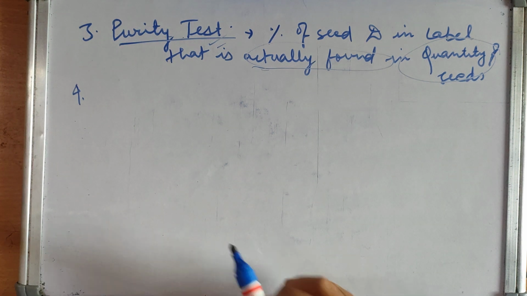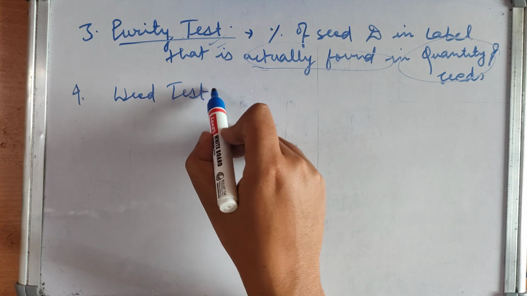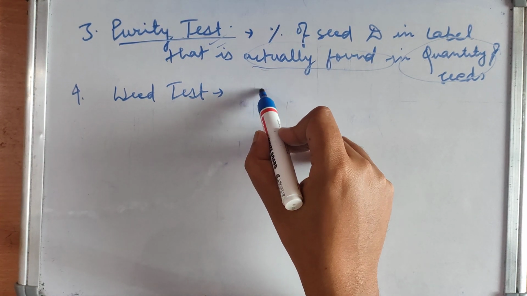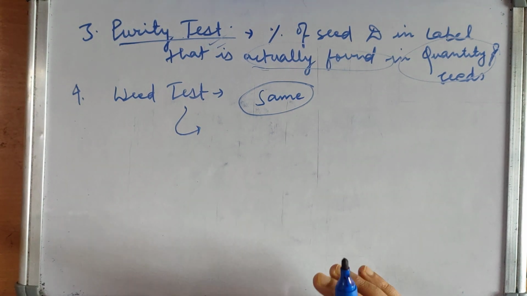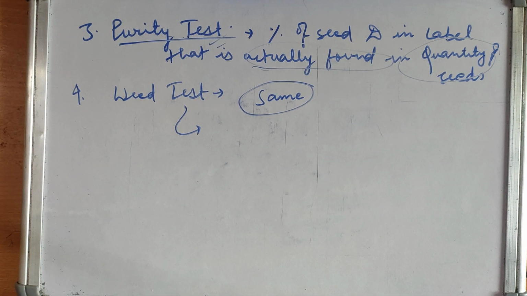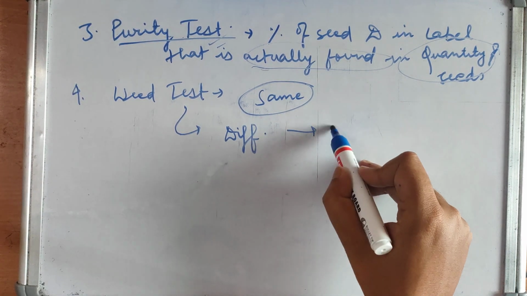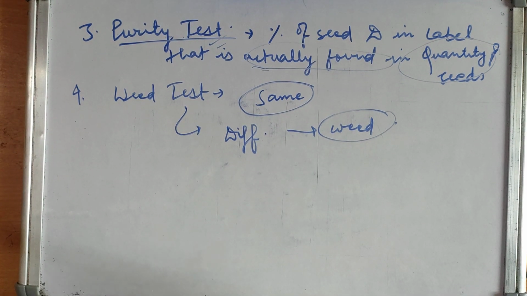Number 4 is the weed test. Every seed should be the same. What happens? The weed seeds are similar but not the same. So different seeds can be weeds. That is how we do the weed test, by comparing seeds.